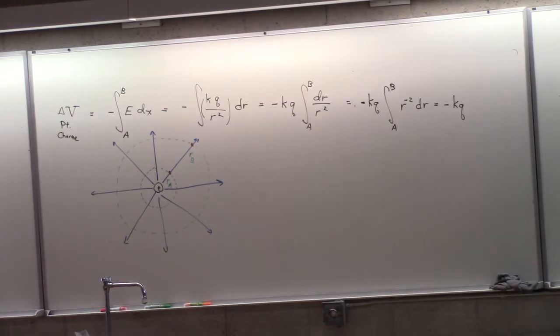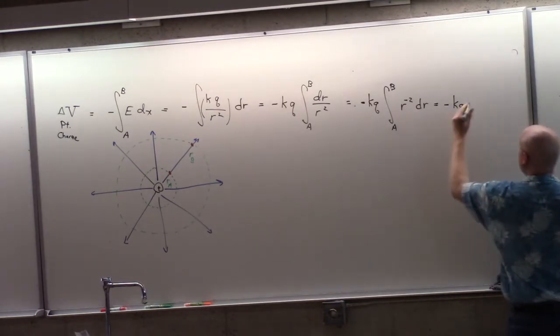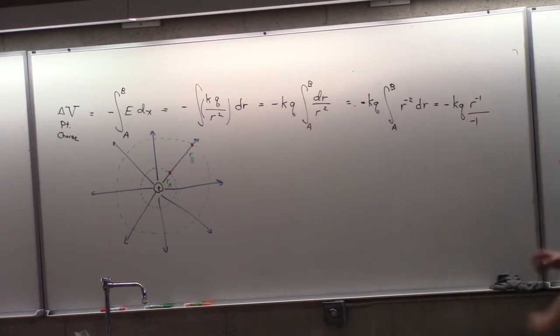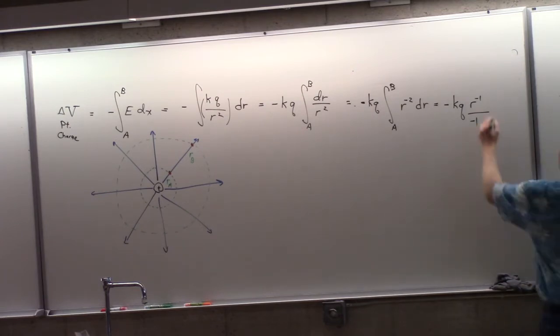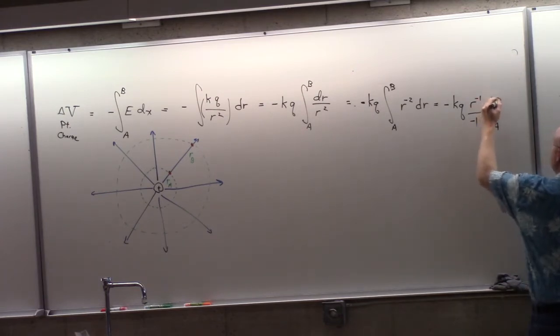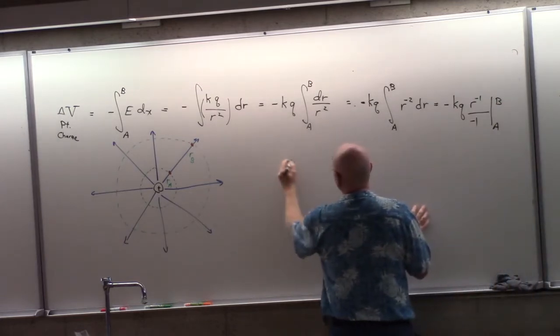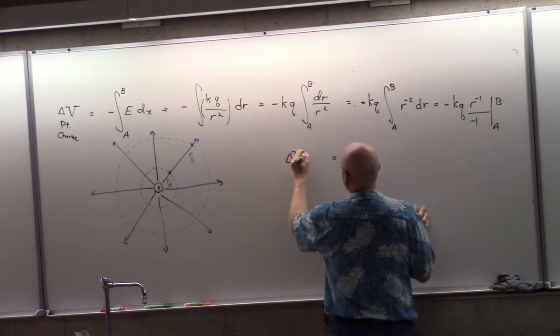And so remember, we add 1 to the exponent and divide by that new exponent. So if I add 1, I get r to the -1. And if I divide by that new exponent, that's a -1. And then I can evaluate it from A to B. And so I get the change in potential from A to B.